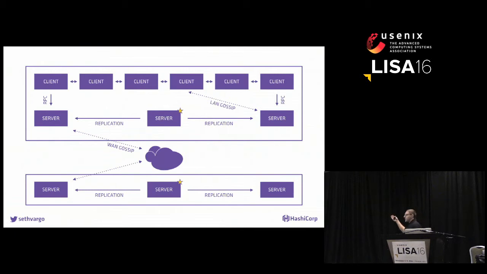If a client in data center A wants to talk to a client in data center B, they actually go through the servers. So if you wanted to talk to someone in the room next door, you would come talk to me, I would talk to their speaker, and their speaker would talk to them directly.